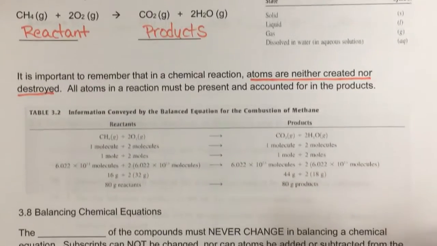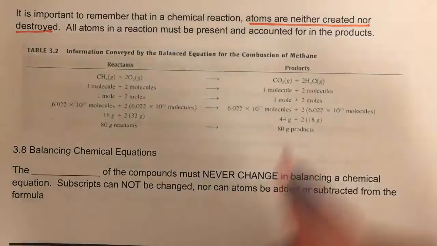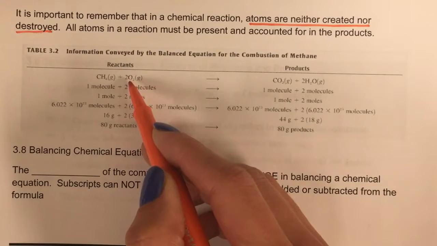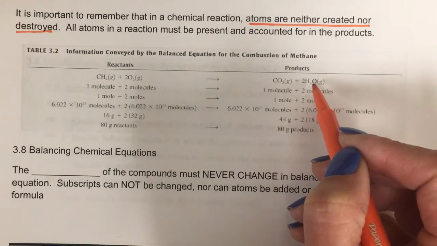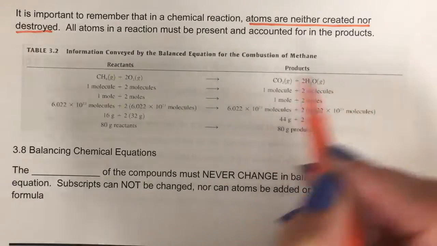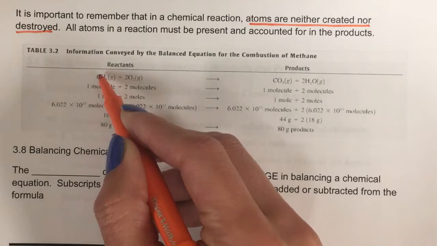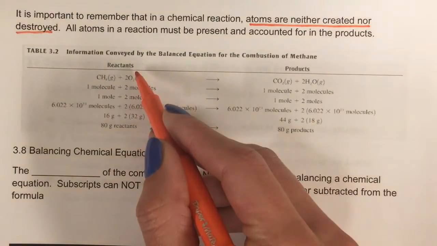So here I've got my reaction again, and it's showing me some information. So I know what my reactants are, CH4 and O2. I know what my products are, CO2 and H2O. It also tells me, because there's no number in front of CH4, that I need 1 molecule of CH4 for every 2 molecules of O2.